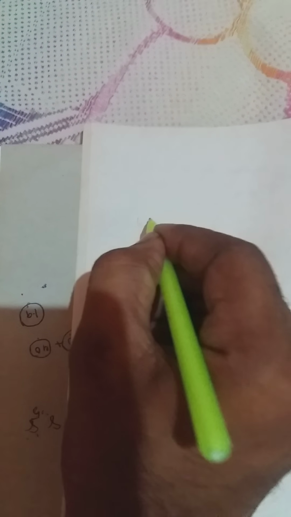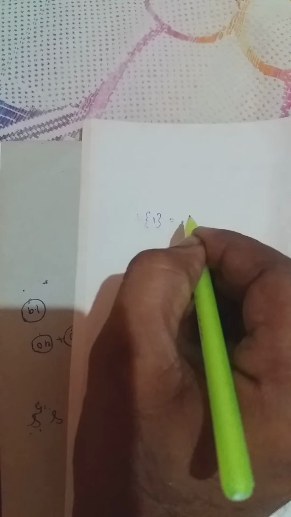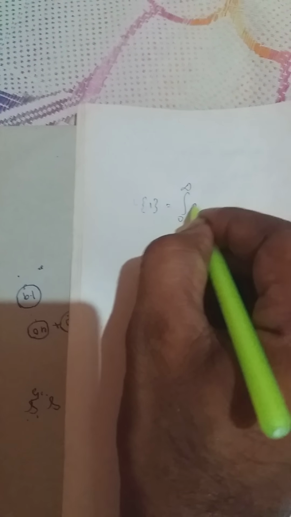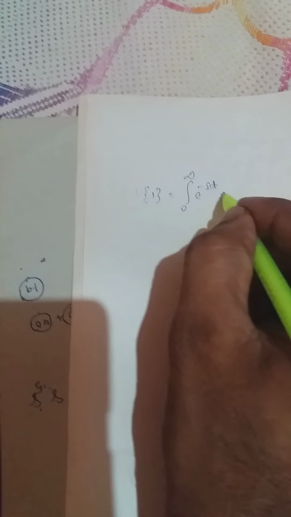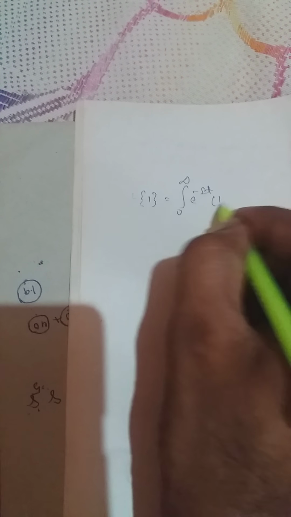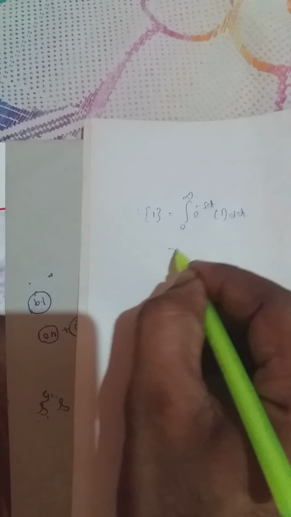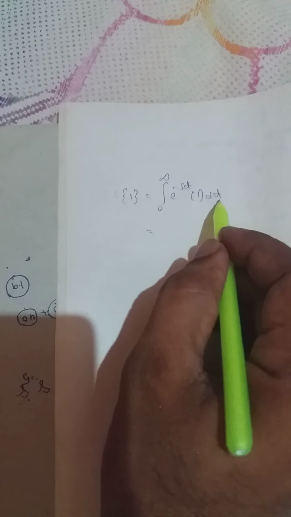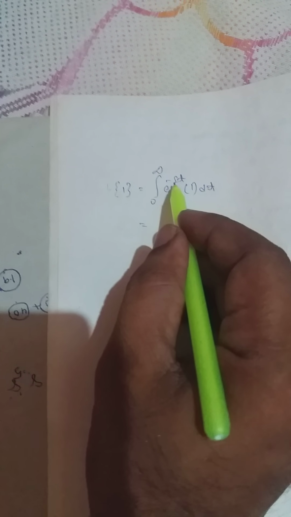Now that means we are going to find L of 1. L of 1 equals the integral from 0 to infinity, by using the definition, of e power minus st into f of t, which is 1 here, dt. And now what is the integration? This integration is with respect to t, therefore treat s as constant.